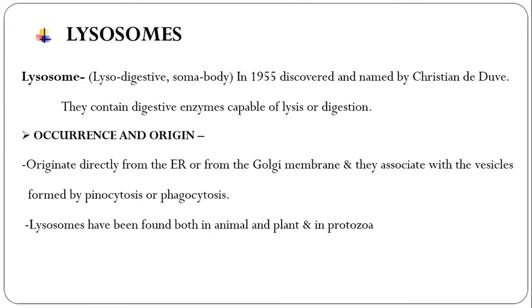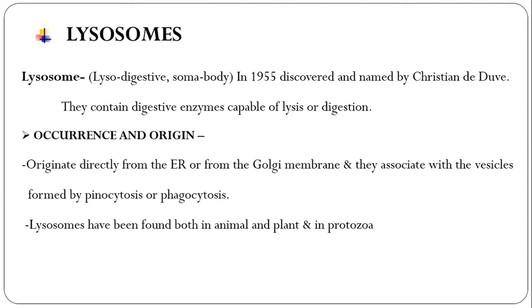So, first, what is meant by lysosomes? Lysosome is a digestive body; soma means body. The Belgian biologist Christian de Duve discovered it and gave the name lysosomes. He said they contain digestive enzymes capable of lysis, or digestion. He eventually received the Nobel Prize in Physiology or Medicine in 1974. So he discovered the lysosome concept.